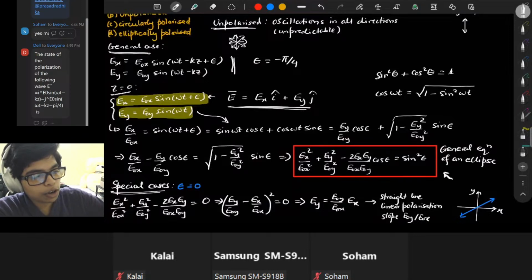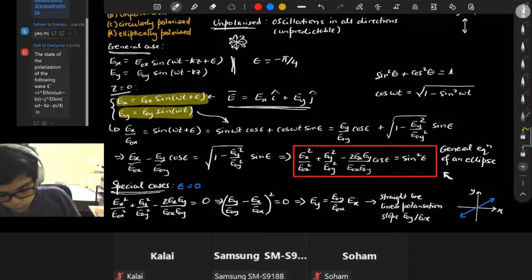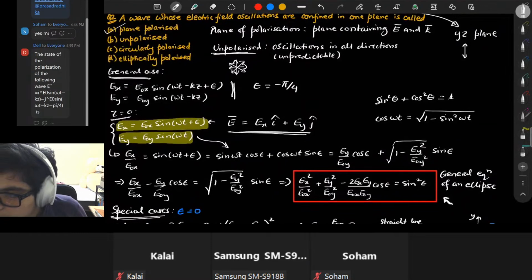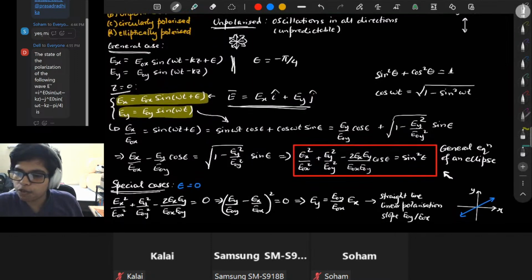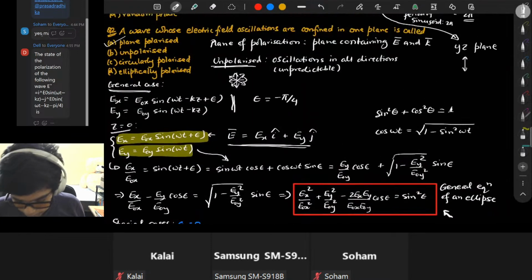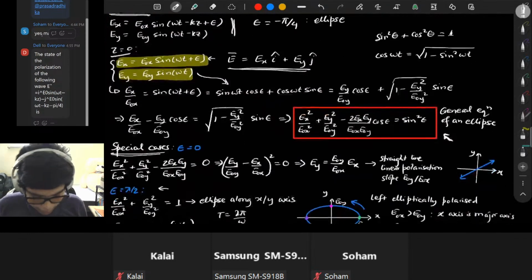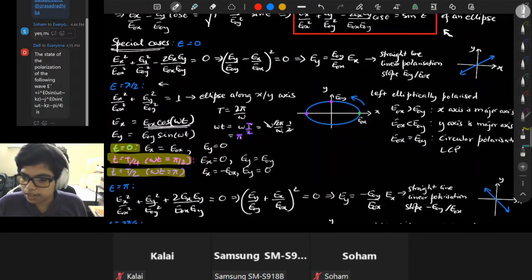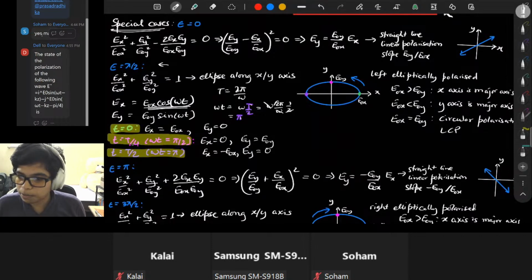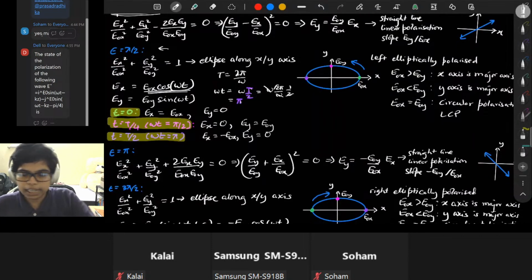Del, could you please unmute yourself if you want to ask this question? So if I were to draw it for you, from what I understand, you want to find out the state of polarization. For epsilon equals pi by 4, it falls into this general category of being an ellipse. And you can find out the handedness by using the procedure that I just stated. You start at t equals 0, then you go to t equals T by 4, then T by 2, and you trace out an ellipse for you.